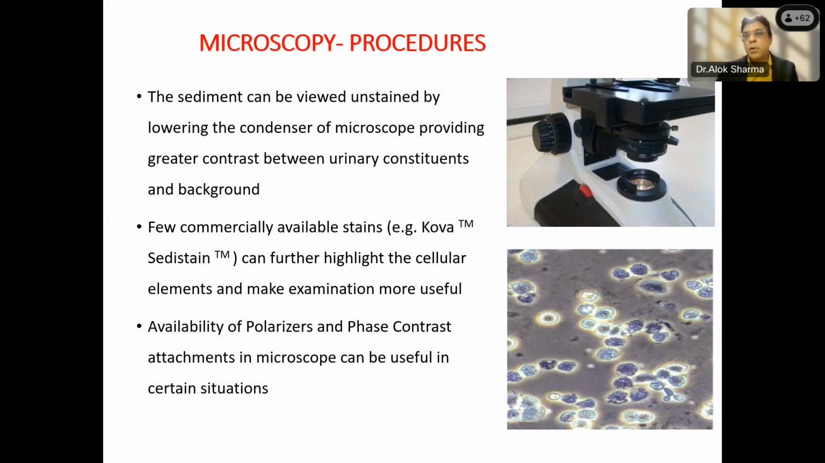And they can be specific to cellular constituents. We'll come to that as we progress in this lecture. And if you want to do a more detailed examination, you can even have a polarizer or phase contrast apparatus attached to your microscope, and these will give you a greater depth of examination. There will be certain constituents we can readily examine by using these. For most purposes and for the vast majority of urine sediment examination, an unstained section with a lowered condenser suffices. You can get a lot of information just from that basic process.